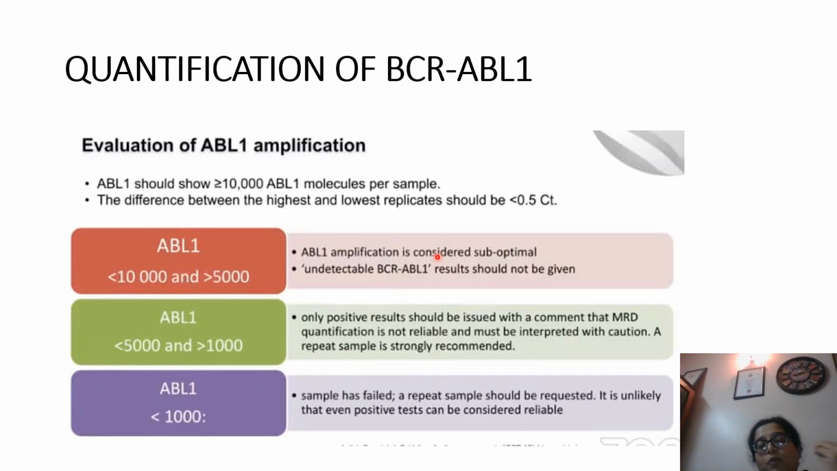So how do you quality check? The ABL1 should be greater than 10,000 molecules per sample. The final product of when putting it through a light cycler, we should get more than 10,000 ABL1 molecules. Then only can we say, okay, now we can run our test sample. It will be able to quantify the amount of BCR-ABL mutated product correctly. Okay.